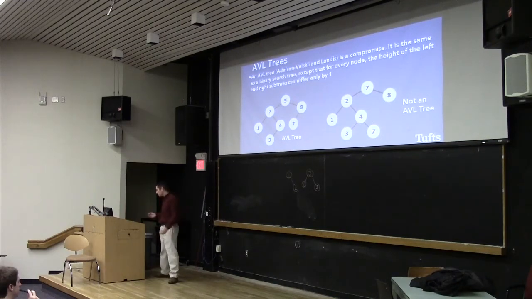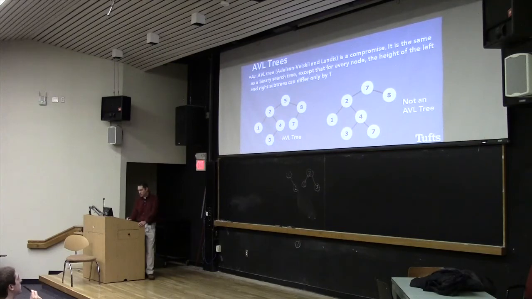So for instance, if you look at this tree right here, 5, its left subtree has a height of 1, 2, 3. And its right subtree has a height of 1, 2. That actually meets the requirement. This one, well, let's see. Let's look at 7. 1, 2, 3, and only 1 for the 7 to 8. So this is not an AVL tree, the one on the right here.